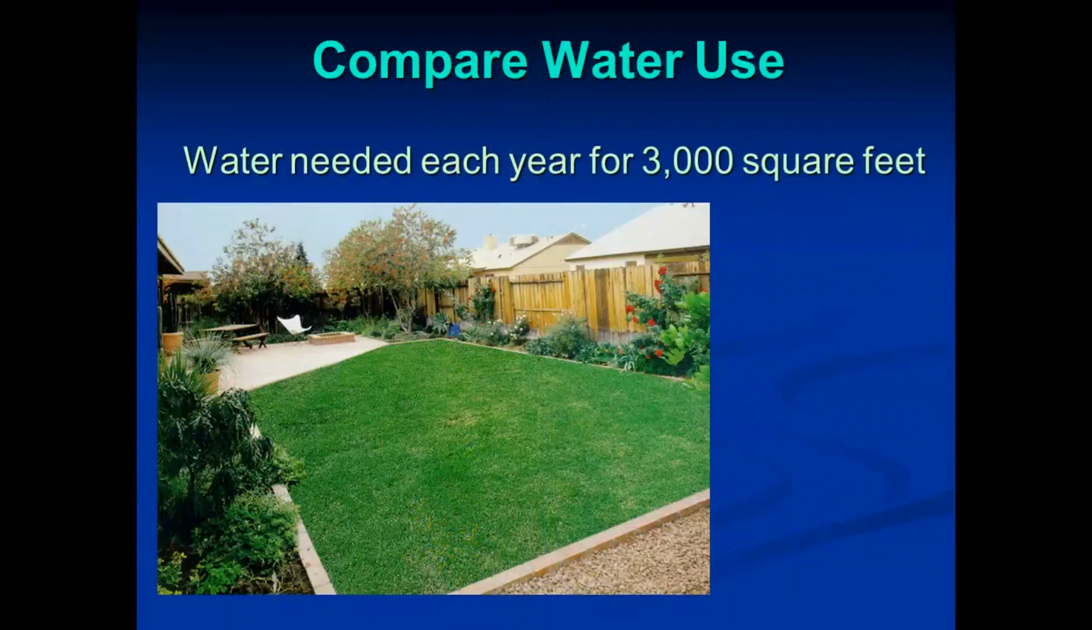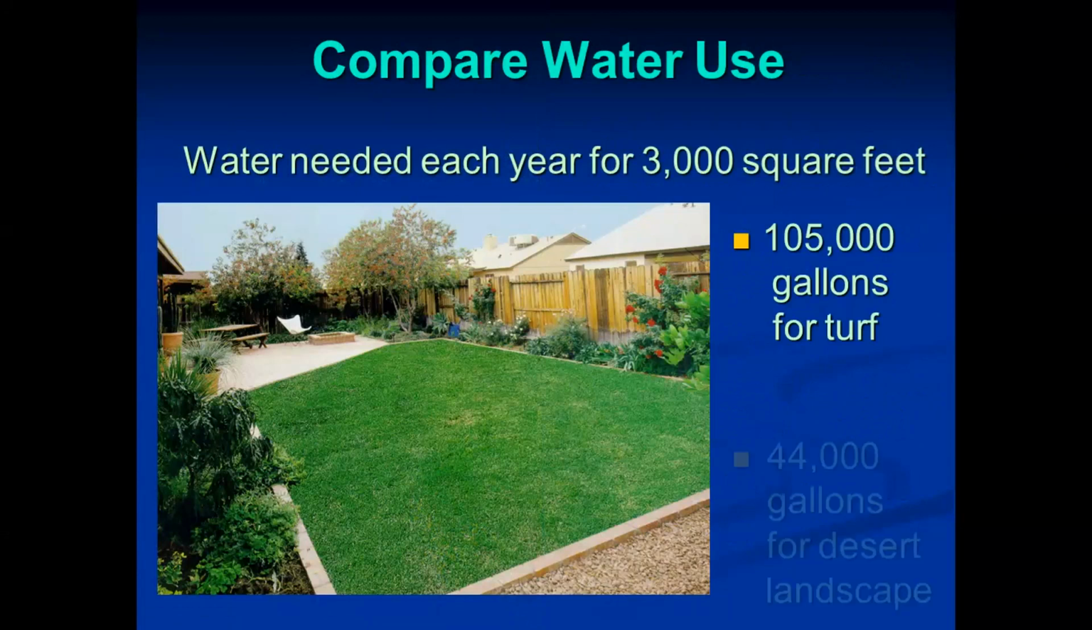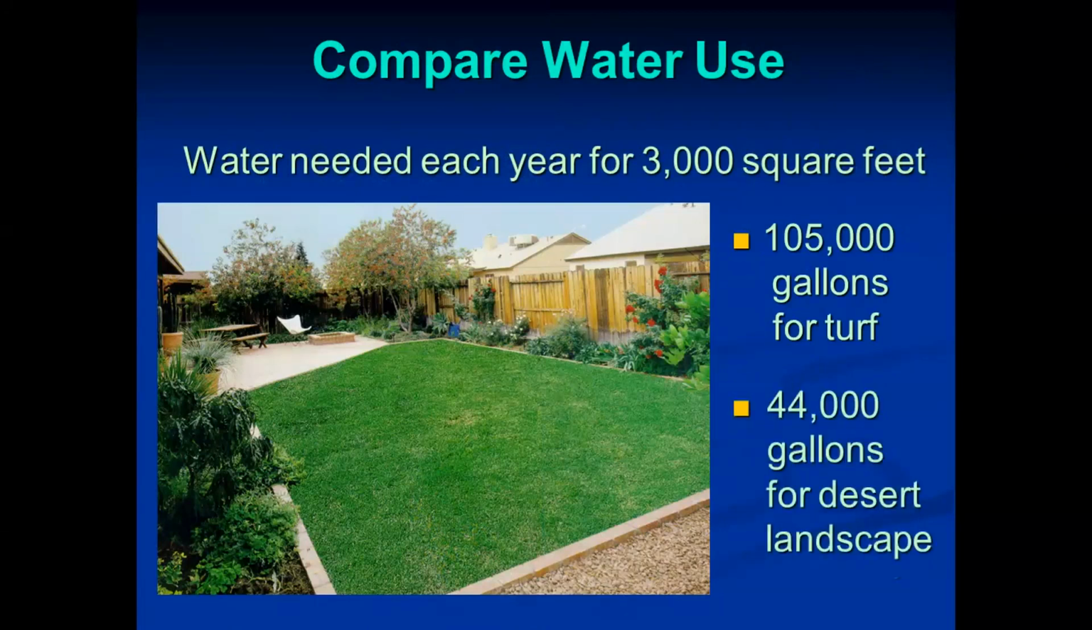For a 3,000 square foot area of lawn, and this is just a nice round number to use to give you some information, it needs 105,000 gallons of water per year. That's huge. That same area, that same 3,000 square feet, only needs 44,000 gallons. So that's less than half of the water that grass needs.